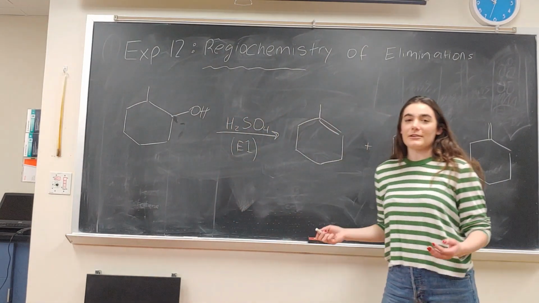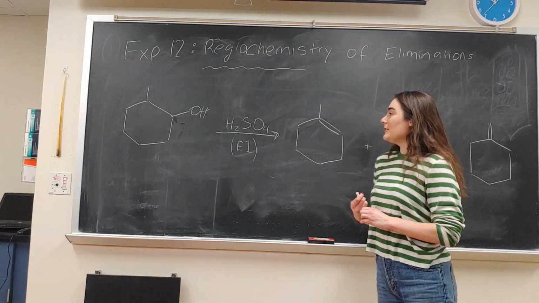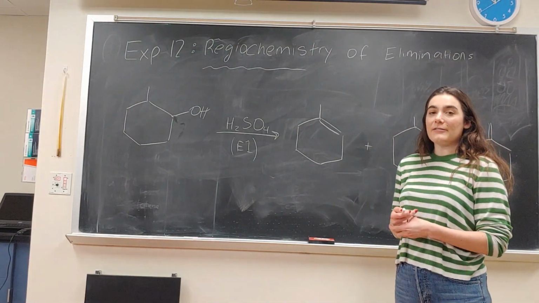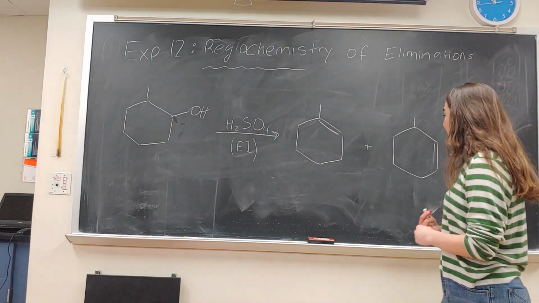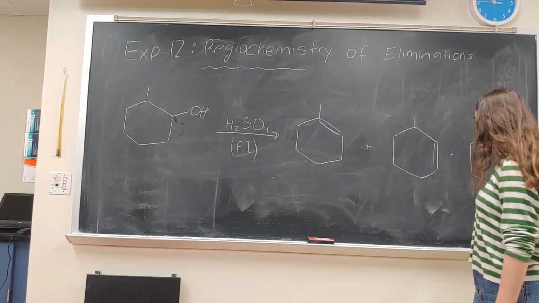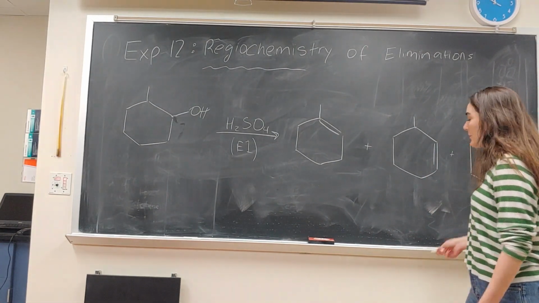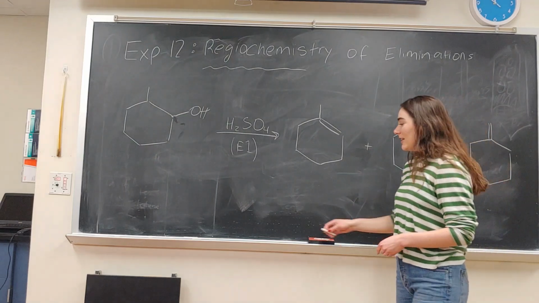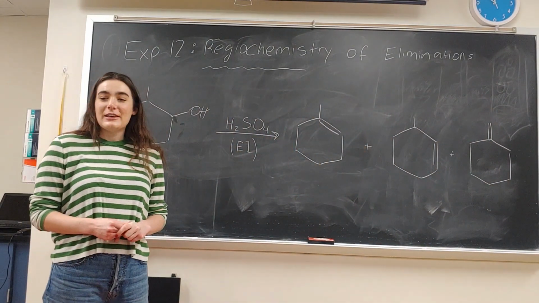And E1 has a carbocation intermediate. So anytime you have a carbocation intermediate, you open yourself up to the possibility of having carbocation shifts. So it's going to be up to you guys to decide which of these is going to be the major product and how much of any of these given minor products you're going to get. The lab today would be a distillation.